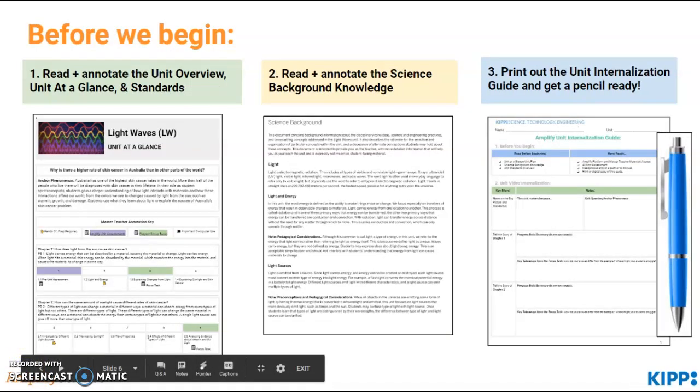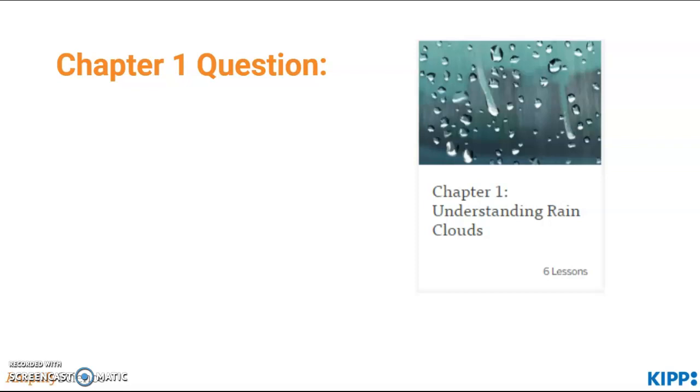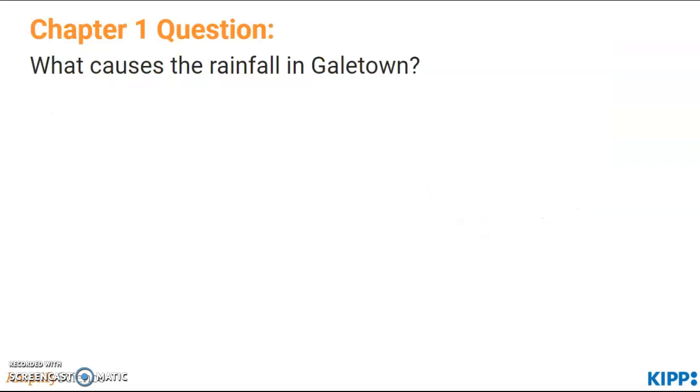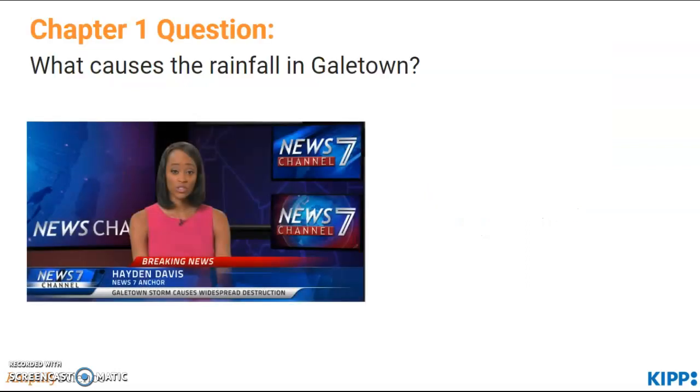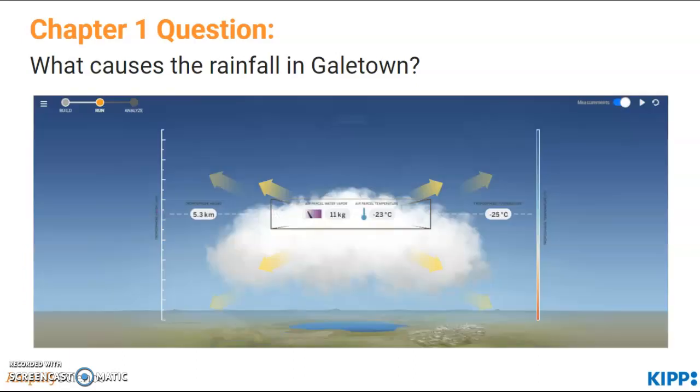Welcome back everyone. So we'll start by going over each chapter in detail so you'll know what to expect. In chapter 1, students focus on the question, what causes the rainfall in Galetown? Students watch a video that presents the mystery of Galetown and describes the damage that storms are causing and introduces students to 3 claims that residents have about what is causing the severe storms.